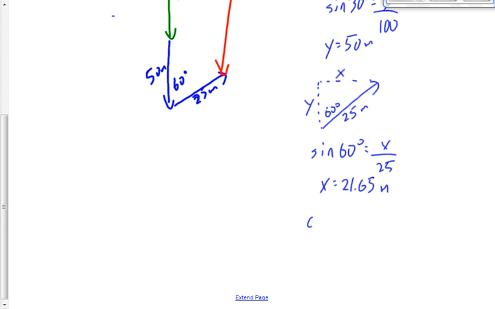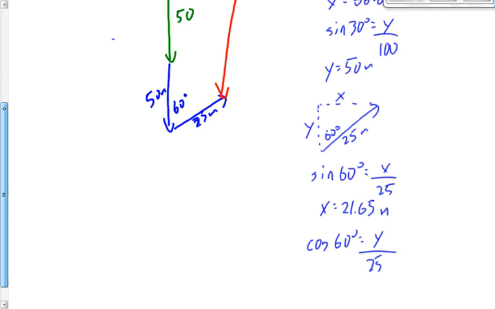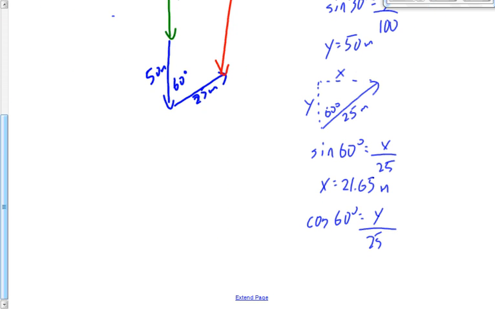Let's do the y component, which is the cosine function. Notice in the last one, x was cos and y was sine. In this one, y is cos and x is sine. It just depends upon where the angle is. This is going to give us 12.5 meters.